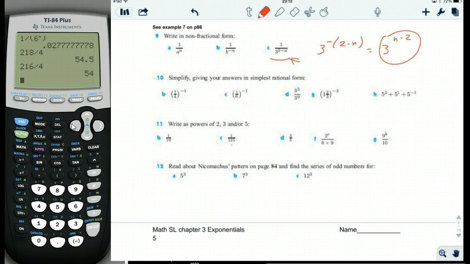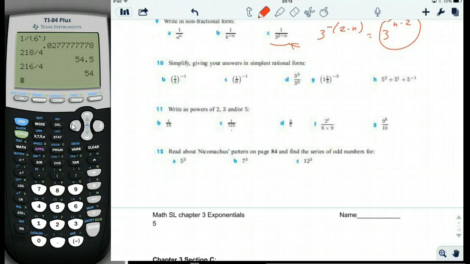I'm just going to continue with working more problems. You don't have to watch this if you're comfortable with the problems. Number 10, simplify giving your answers in simplest rational form. So we'll take this one here.